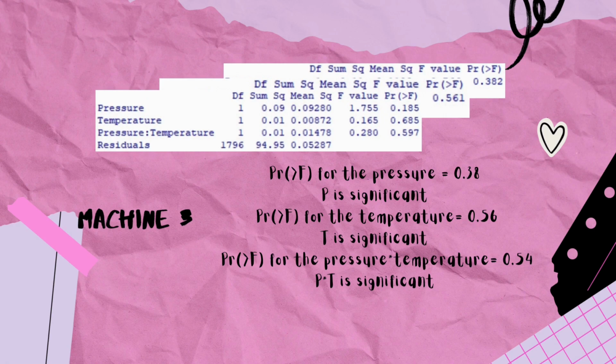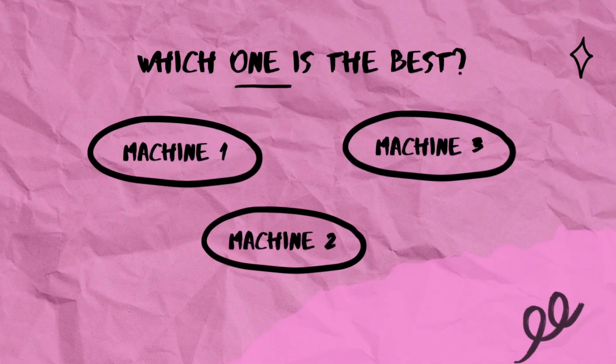The resistance for the temperature is 0.56. And the resistance for pressure times temperature, we got 0.54. All the P, T, and P times T are significant because they exceed the value of 0.05.